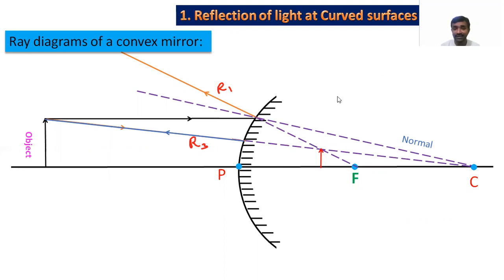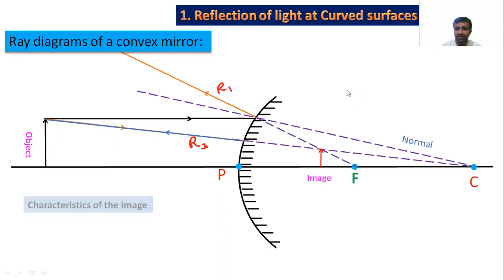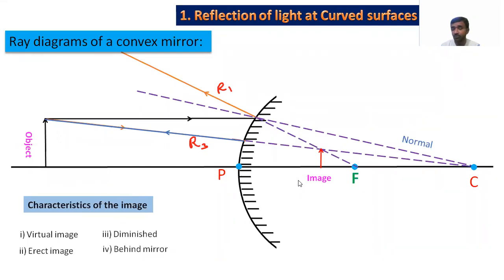The facing direction of the image is the same as your object. So we will write the characteristics as follows. What are the characteristics of the image? The image size is smaller and the facing direction is the same as the object. So it is an erect image, behind the mirror. Erect image behind the mirror is always a virtual image. So the position is behind the mirror. So: virtual image, erect image, diminished image, and behind the mirror position.